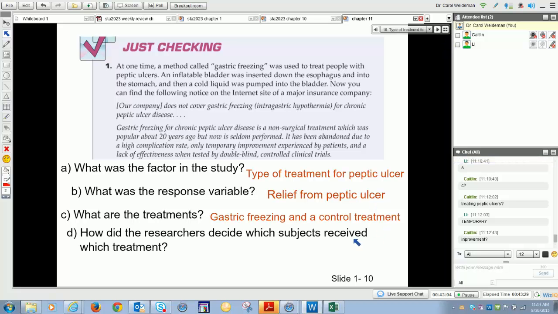I think Lee was typing something in. How did the researchers decide which subjects received which treatment? Probably like endoscopy. Oh yeah, you're right. And if it was endoscopy, they would be asleep. But see what bothers me? It still says double blind. So, kind of interesting. Double blind would mean the patient and the person evaluating wouldn't know. But the doctor could know who was doing it. Anyway, how did they decide which subjects received which treatment?